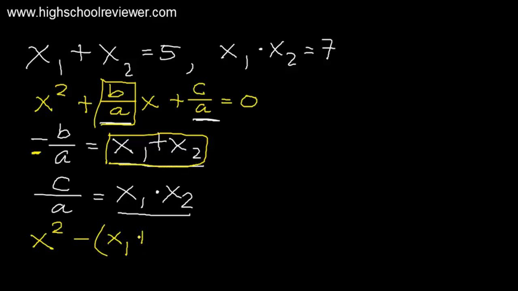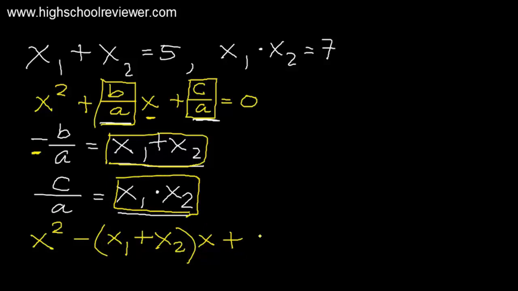So this will be x sub 1 plus x sub 2, and then multiplied by the variable x, plus our c over a here. This will now become x sub 1 times x sub 2. So this will be plus x sub 1 times x sub 2 equals 0. So we can now substitute the values of positive 5 and positive 7 to our equation so that we can find the quadratic equation.